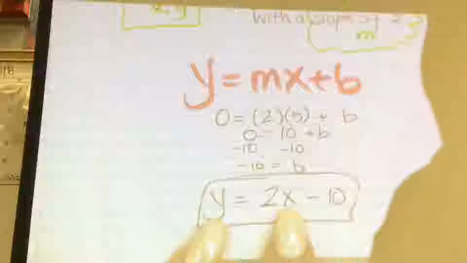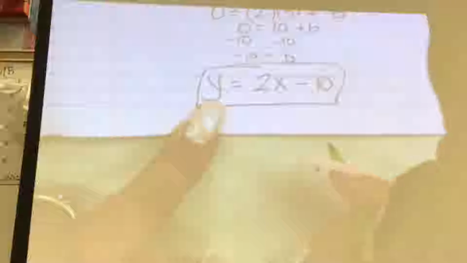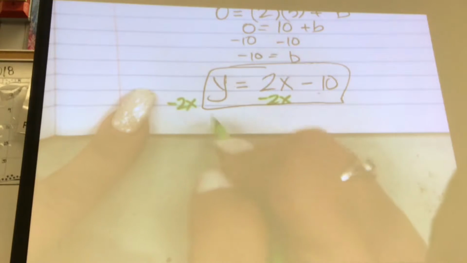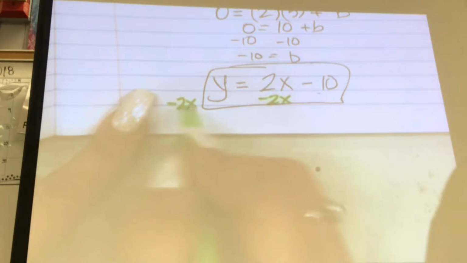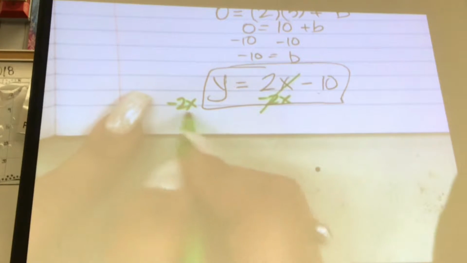How do I get the x and the y on the same side? Yes, good job. We're going to subtract 2x on both sides. What's my final answer? Y equals negative 10. So what happened here? Because I did subtract this, but what about this?